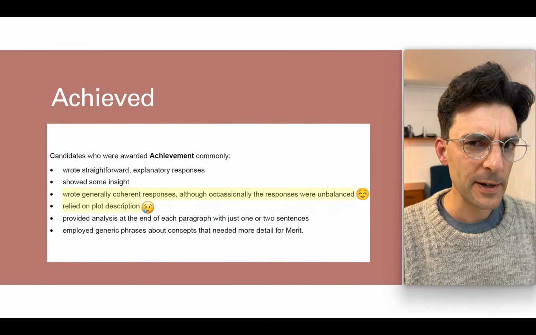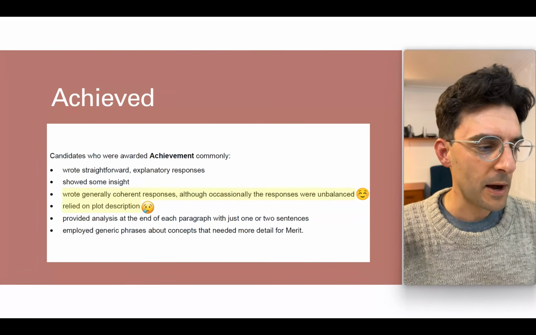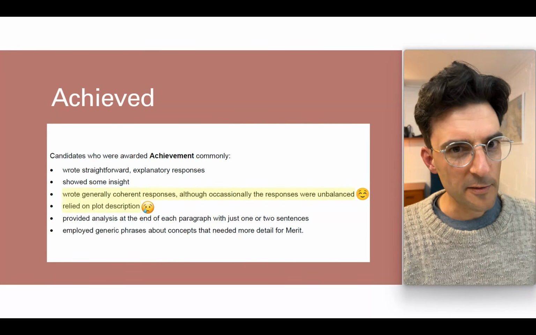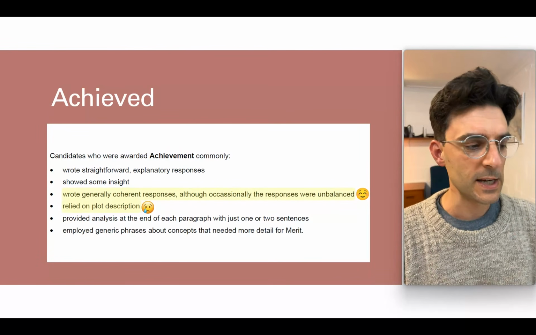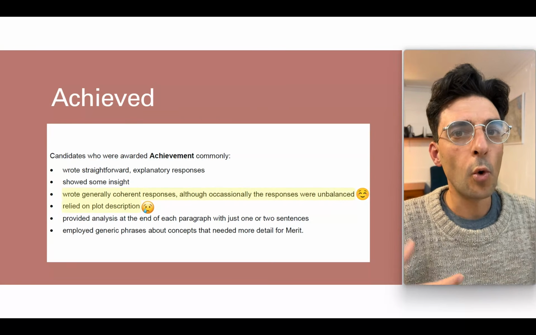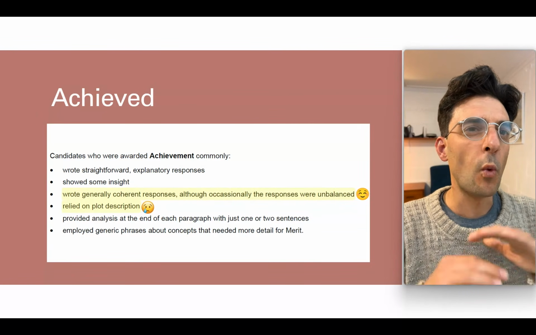Okay, the last one is that complicated one, in my opinion. So let me just take a bit of time with this. It says that students employed generic phrases about concepts that needed more detail for merit. Let me break down what I think this might mean because it's a little bit unclear even to me as a teacher. But what I think it means is that students have tried to apply more complex concepts, but they haven't fully pulled it off. I'll give you an example of what that could look like.